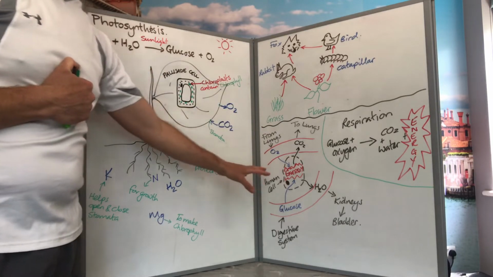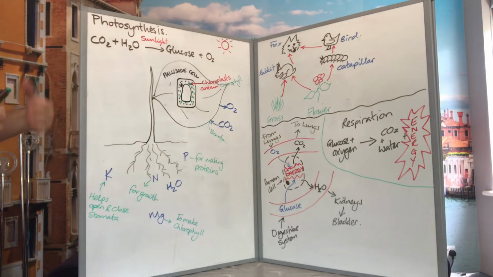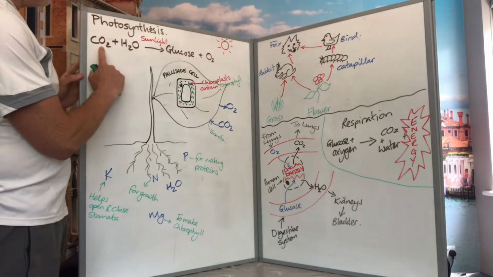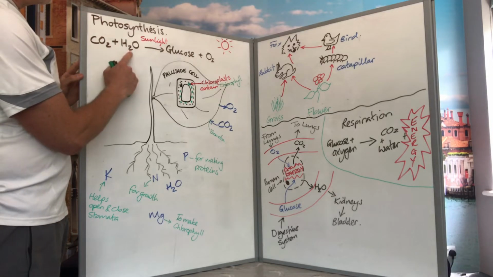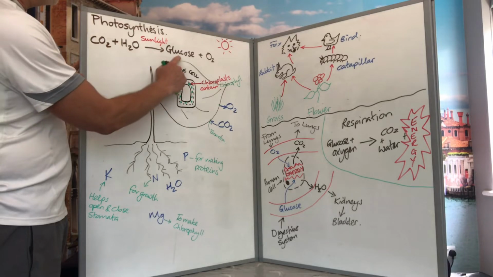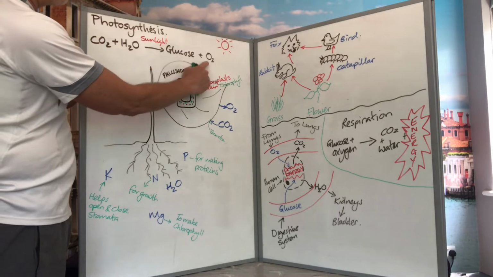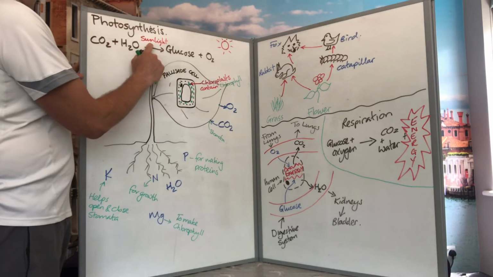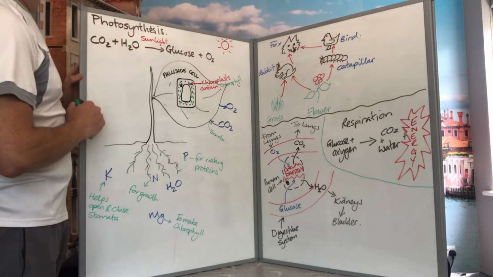Okay, so there are three parts to this. So I'm going to go through a recap, and then I want you to go away and do your own revision, and then I'll set the test next lesson. So photosynthesis is a process used by plants. They take carbon dioxide and water, and they produce glucose and oxygen. They need sunlight as energy to make this reaction happen. Okay?